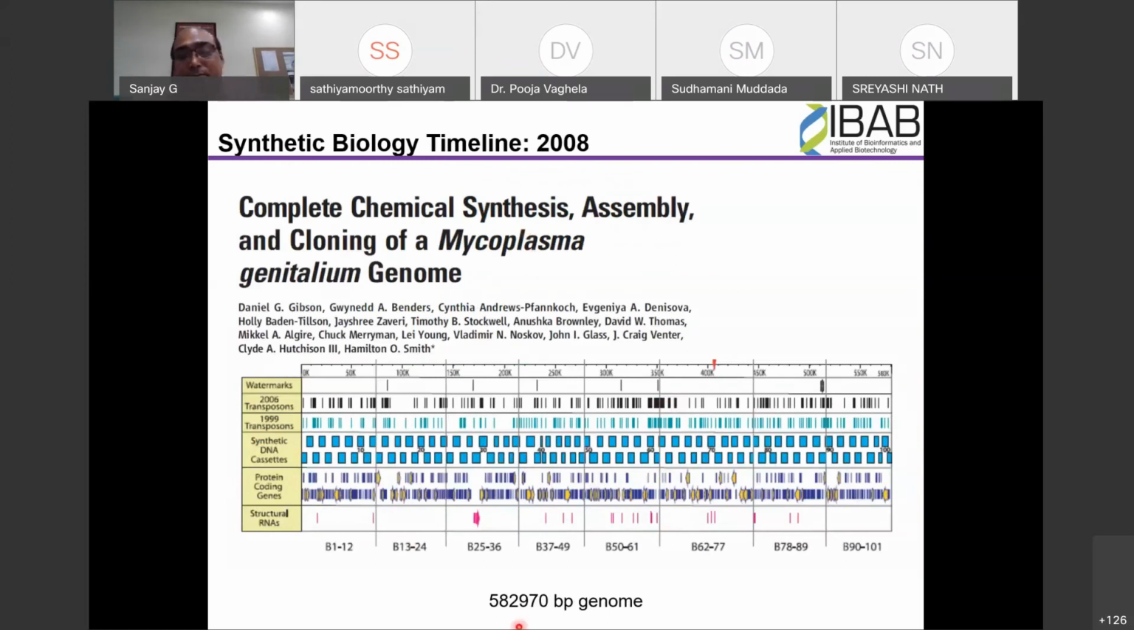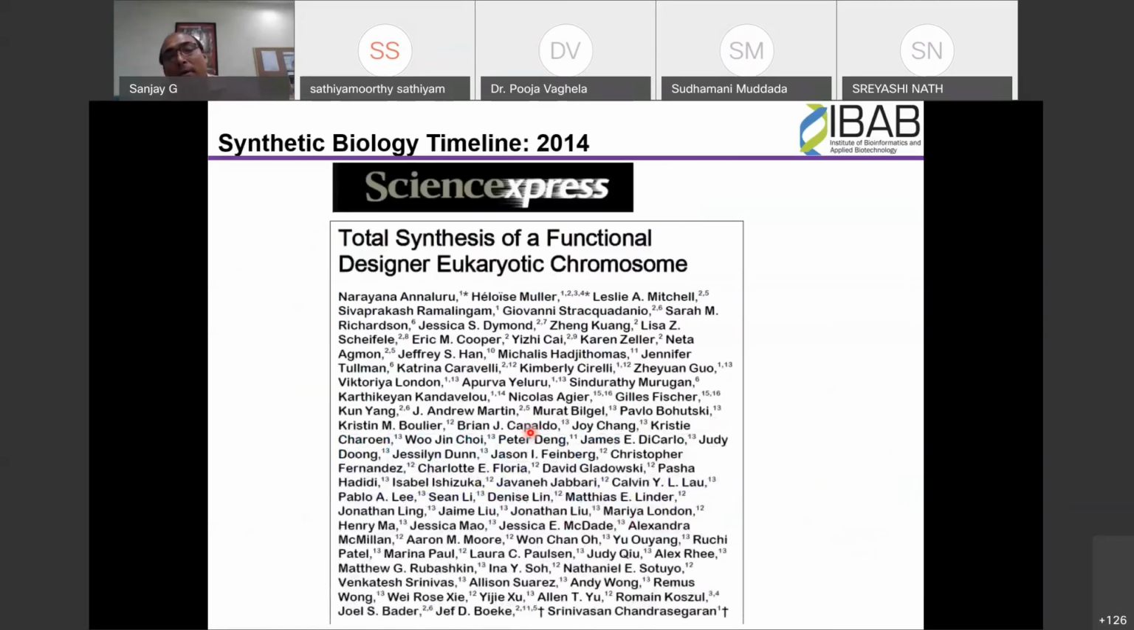And this is around 582,000 base pair genome. It was completely made synthetically with just DNA oligos assembled by using these two technologies. Recently, in 2014 or so, Professor Chandrasekharan, who is from Pondicherry, actually he is at Johns Hopkins University, and his group in collaboration also synthesized the yeast genome, a completely synthetic yeast genome.